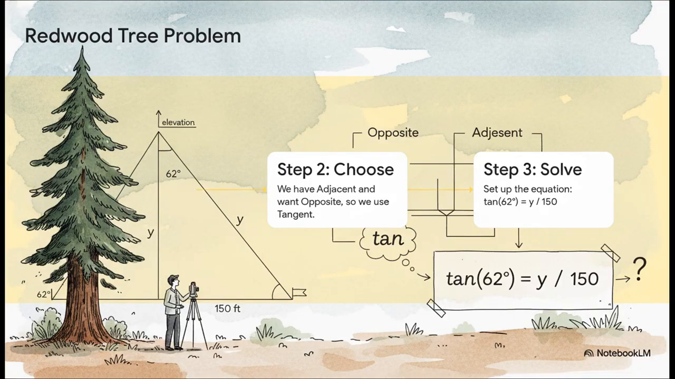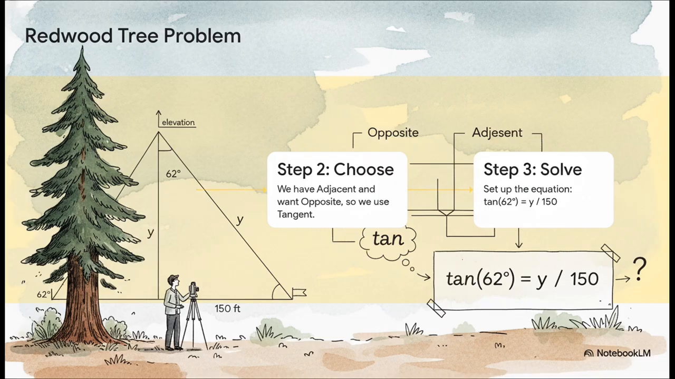Okay, first up, a surveyor is standing 150 feet from a giant redwood tree. They measure a 62-degree angle of elevation to the top. So, we draw our triangle. The ground is the base, 150 feet. The tree is the height, we'll call it y.